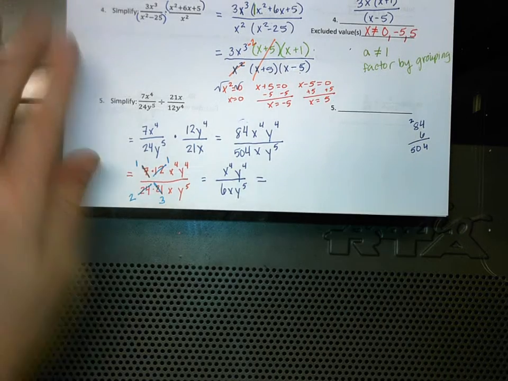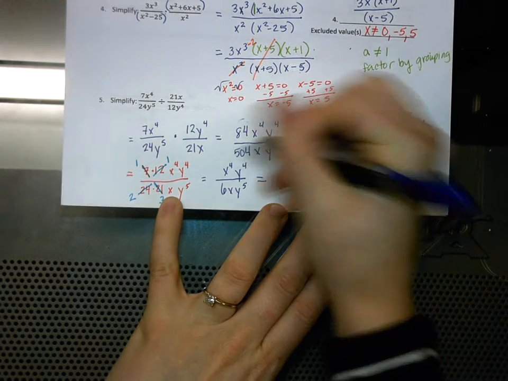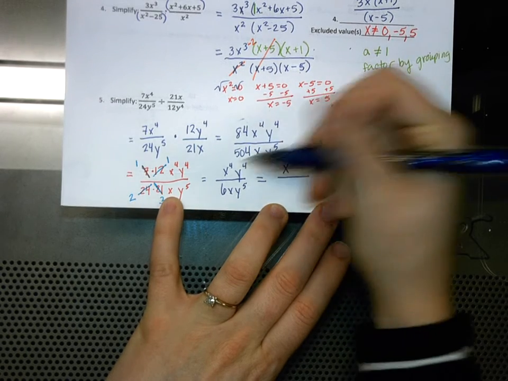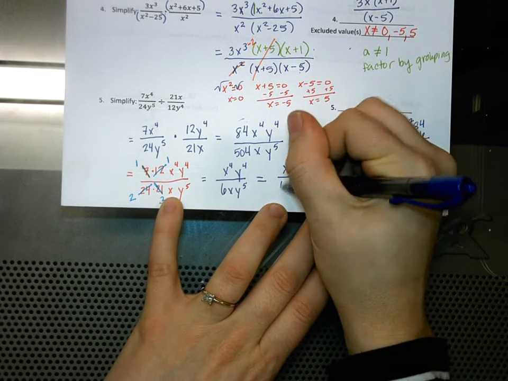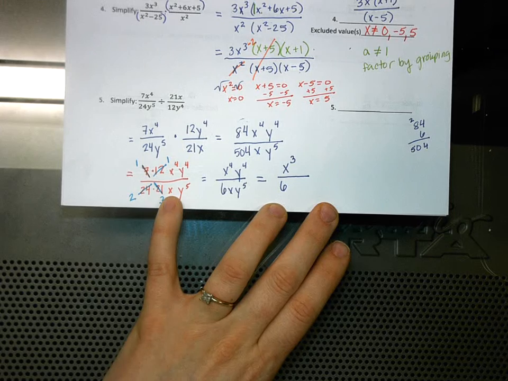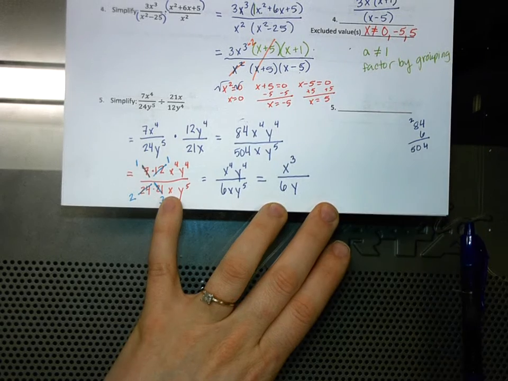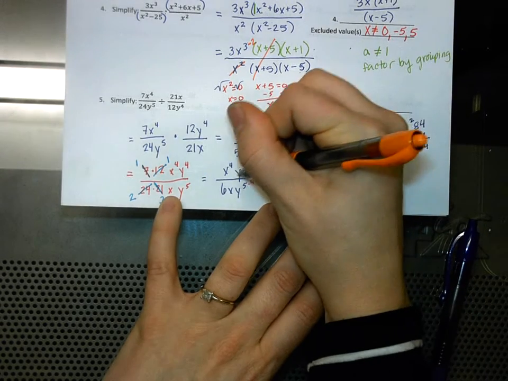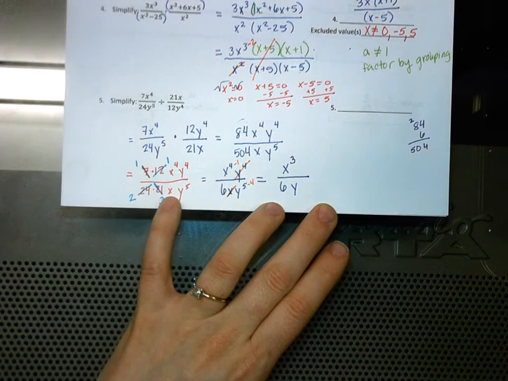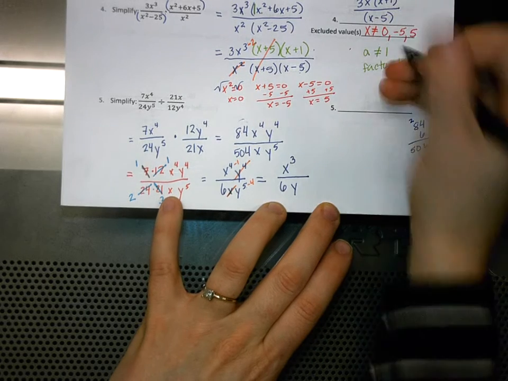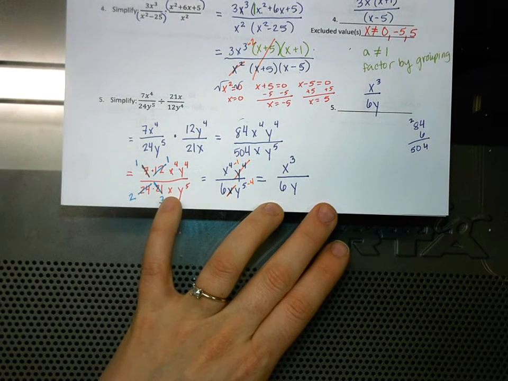What about my x's? Where do I have more x's? On top, so the numerator. How many more in the numerator than in the denominator? 3 more. What about my y's? 1 more y in the denominator than I have in the numerator. So that would just mean I'm subtracting these 4 there, and this one, I'm subtracting from here. So my final answer is x cubed over 6y. Questions?